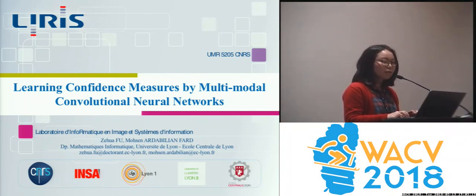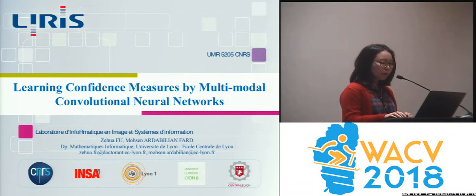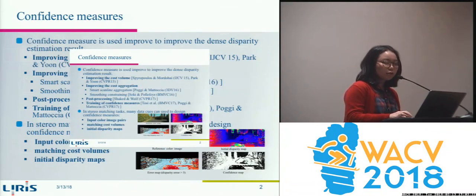The author cannot get a valid visa in time, and I will present her work, Learning Confidence Measures by Multi-modal Convolutional Neural Networks. Confidence measures are used to improve the disparity estimation result in stereo matching. In stereo matching tasks, many data cues can be used to design confidence measures, including input data and intermediate results, such as input RGB image pairs, matching cost values, and initial disparity maps.